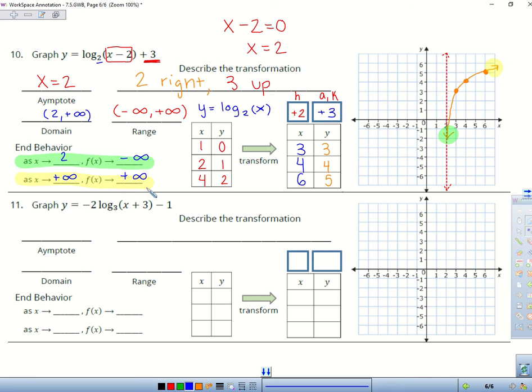Now we're going to go ahead and try one that has all 4 types of transformations. So we're going to write our parent function. Parent is y equals log base, whatever your base is. Our base is 3, of x. Now we're going to describe the transformation. That negative sign tells me I have a reflection.